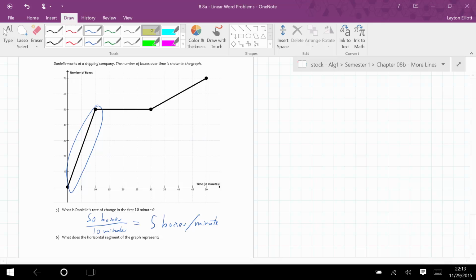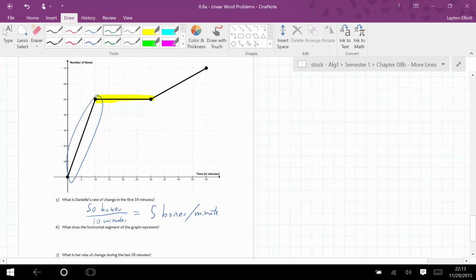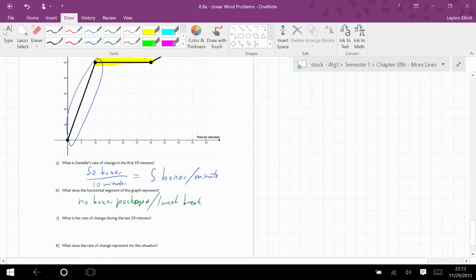Then it says, what does the horizontal line segment represent? You can kind of predict that. She's still at the 50 boxes packaged. So you could say no boxes packaged. You could be a little clever and say that this was like a lunch break, or just a break, some time for 20 minutes where she wasn't working.